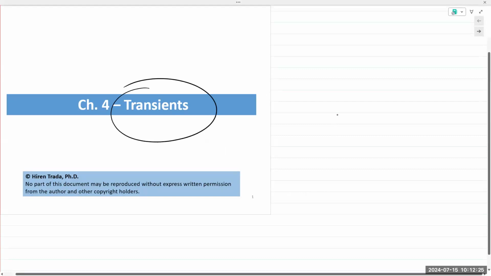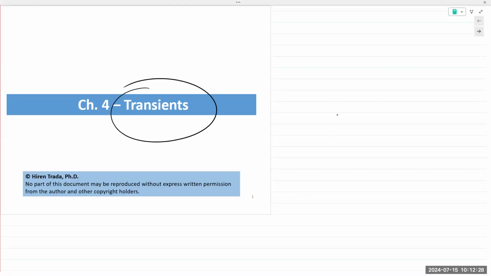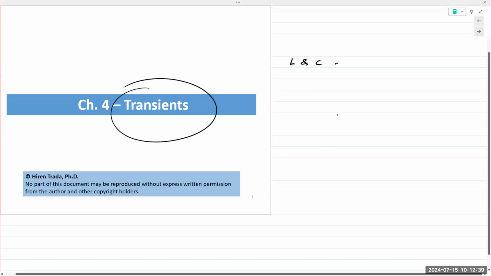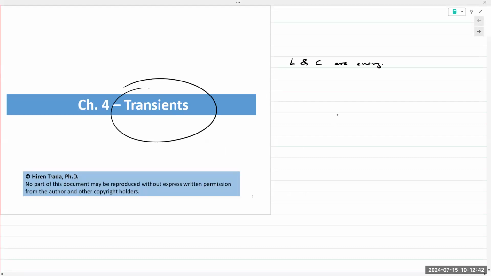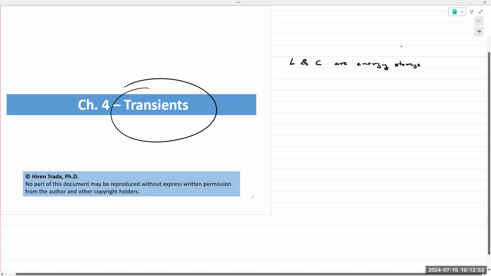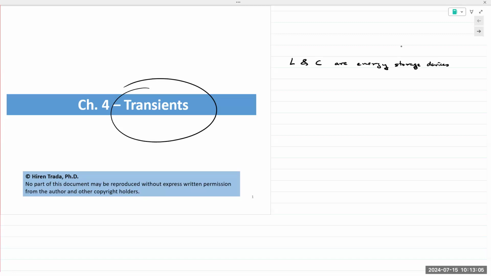Transients, so called because we are going to study the response of a capacitor or an inductor during the charging and discharging phase. Now, when we say charging and discharging, I'll explain what it means. Inductors and capacitors are energy storage devices. And so we have repeatedly talked about how capacitors and inductors can receive energy from a source, store it, and then release it back into the circuit at a later point in time.